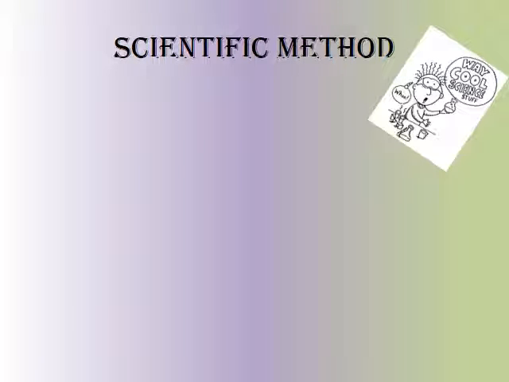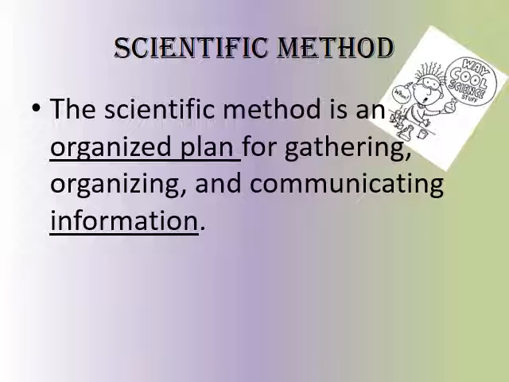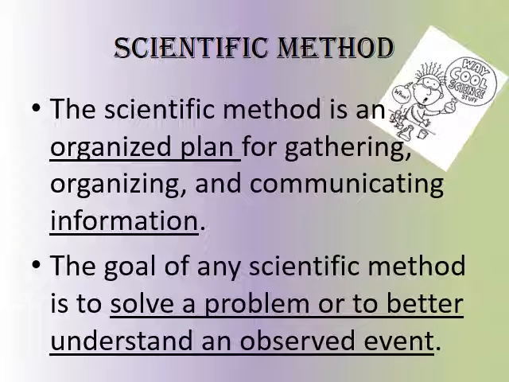The scientific method is an organized plan or series of steps used for gathering, organizing, and communicating information. The goal of any scientific method is to solve a problem or better understand an observed event.